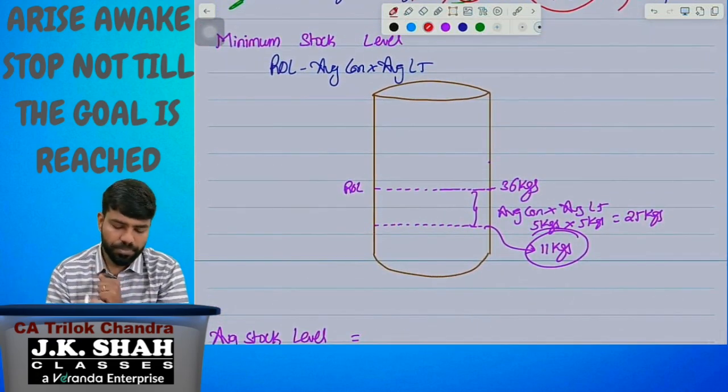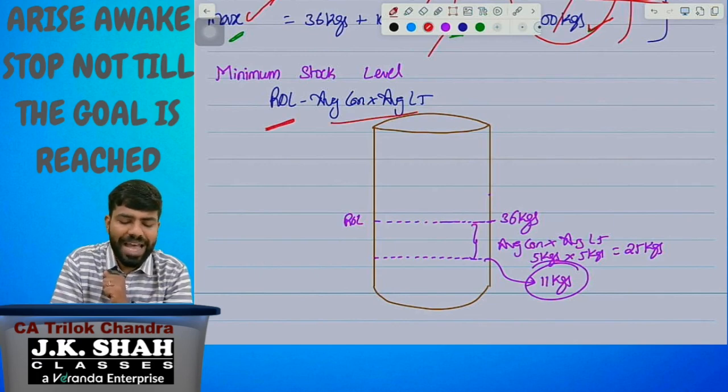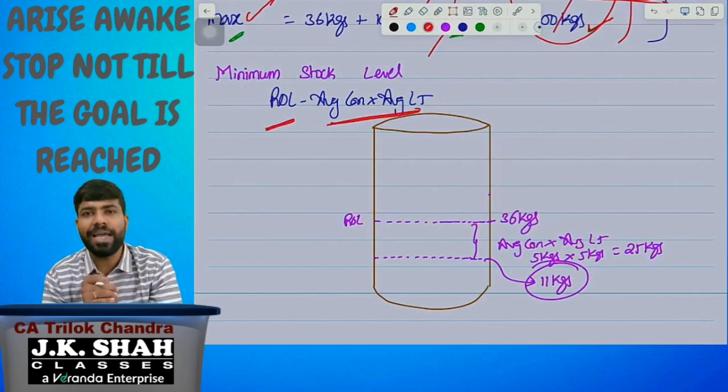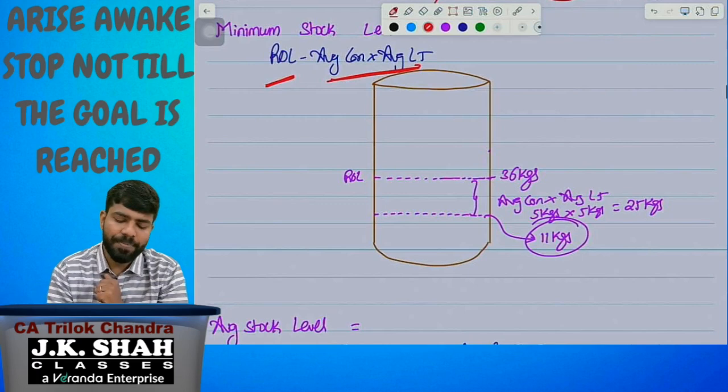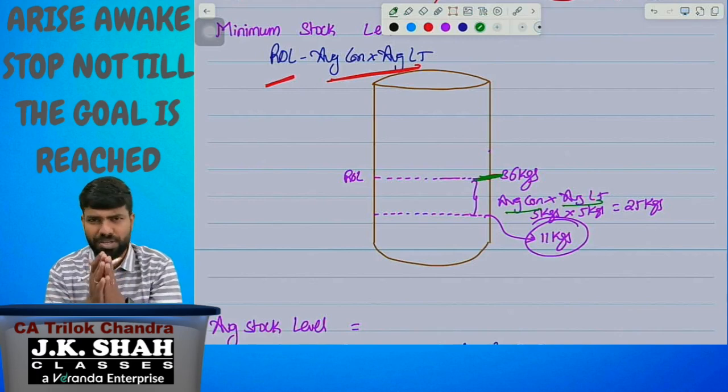Minimum stock level. What is the formula for minimum stock level? Reorder level minus average consumption into average lead time. So please understand, 36 kgs is the reorder level. I am taking average consumption to average lead time. There is not much logic to this.